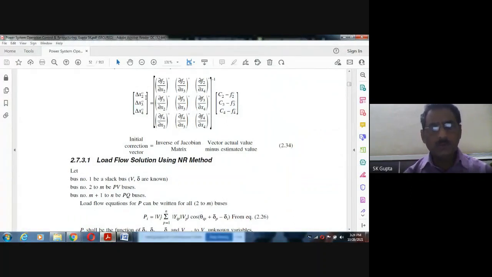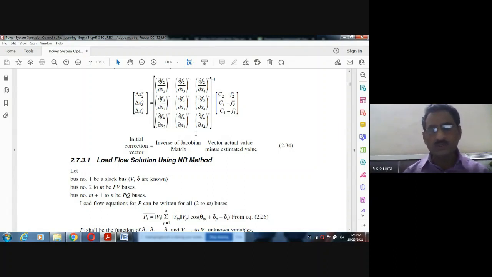Now in place of x2, x3, x4 as our variables and f2, f3, f4 as our equations, the equations are the real equations, and real equations means power flow equations. In the power flow equations, the equation of P is like this. Some buses we know: the first bus is the slack bus, buses 2 to m are the PV buses, and buses m plus 1 to n are the PQ buses. So wherever there is a PV bus or PQ bus, P is known.